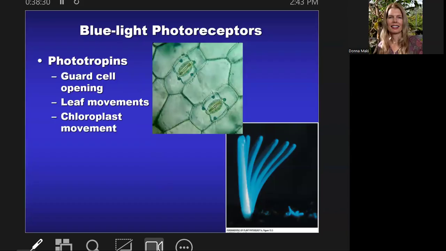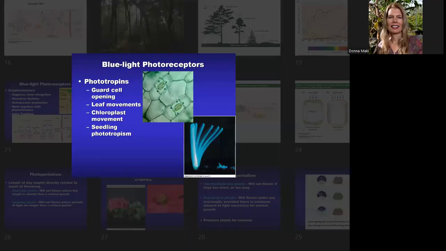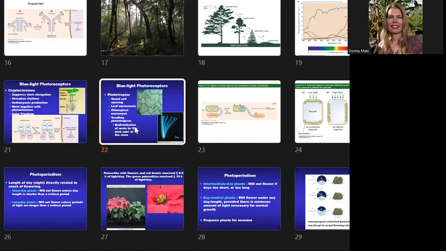Leaf movements, it's helping the leaf move to track the sun, and the chloroplast movement. I think I have some pictures of the chloroplast movement. Yeah, I'll show you that in a minute.